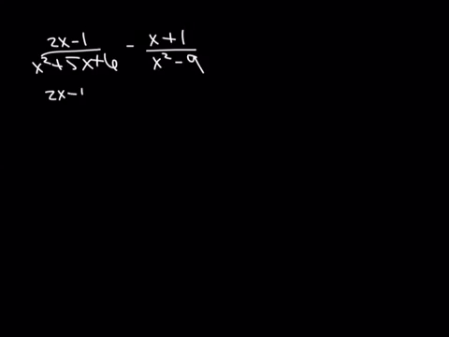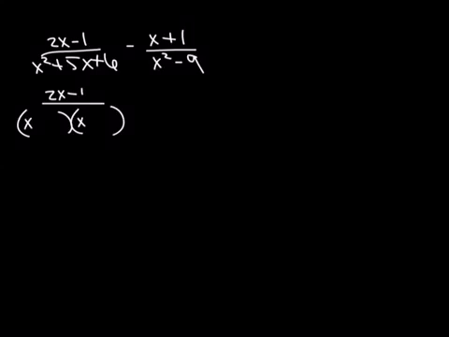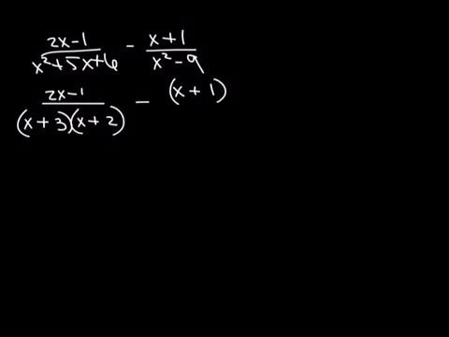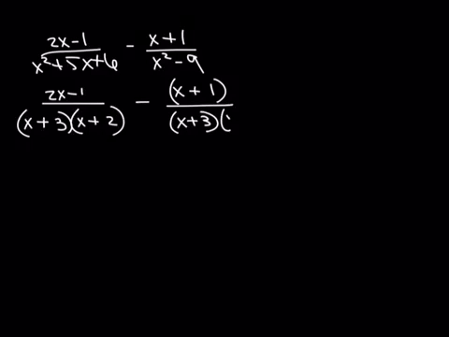2x minus 1, simplify this one. What is that? 3 and 2. 3 times 2 is 6. 3 plus 2 is 5. And this over here, this is the difference between two squares.